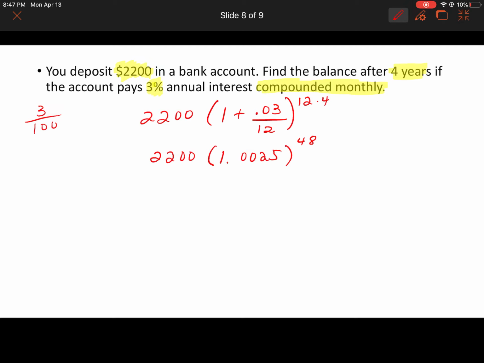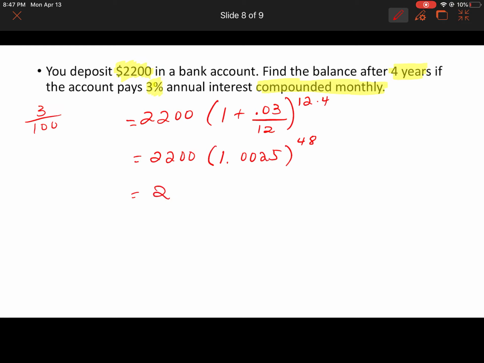Yep, 1.0025. Okay. Now raise the exponent first. So we want to raise that 1.0025 to the power of 48. And then multiply times the number in front of it, 2,200 in this case.